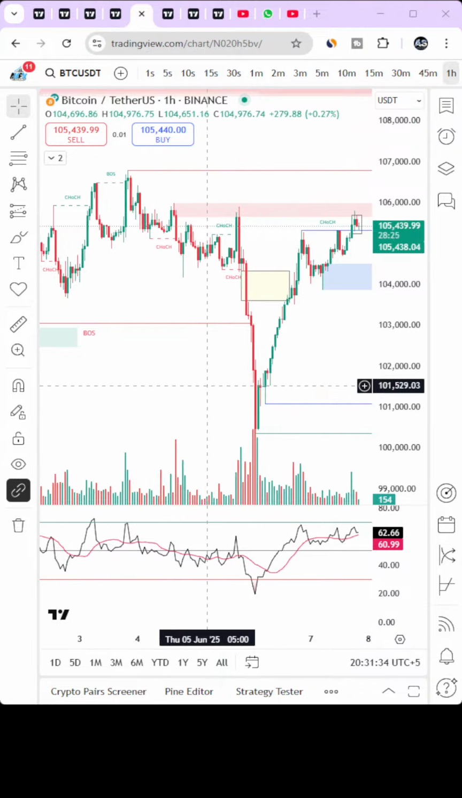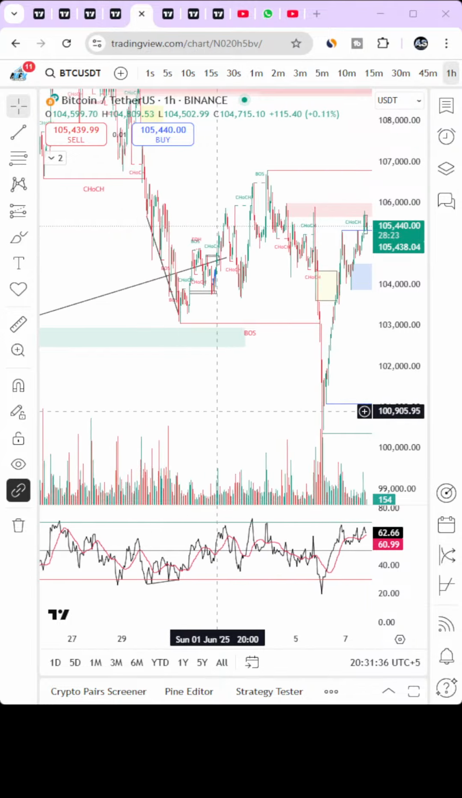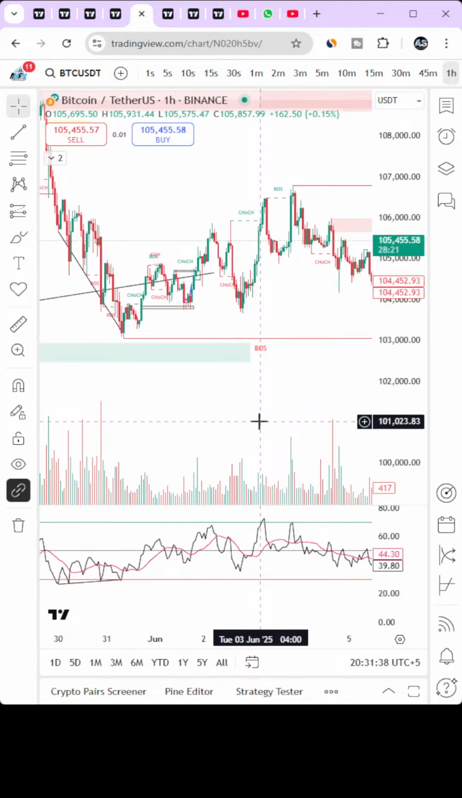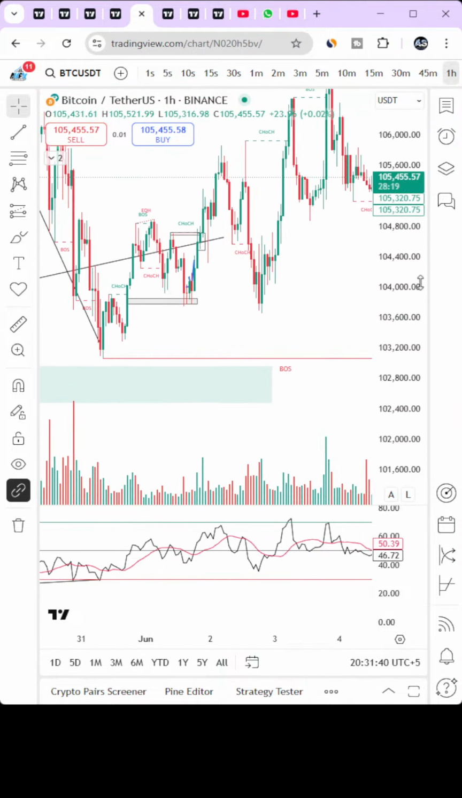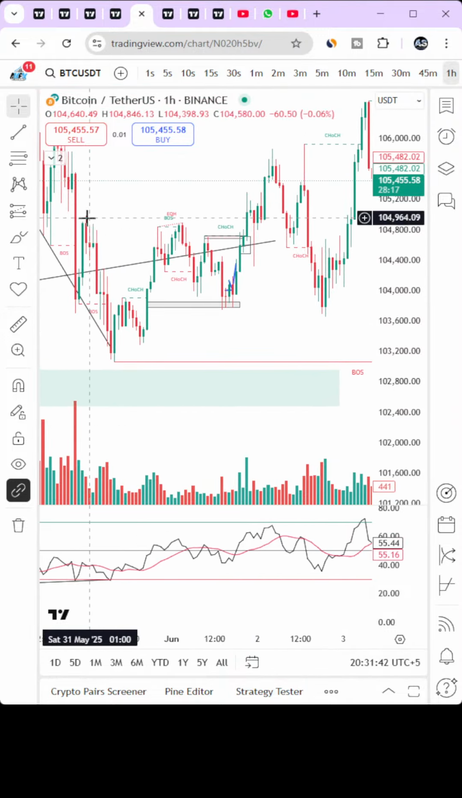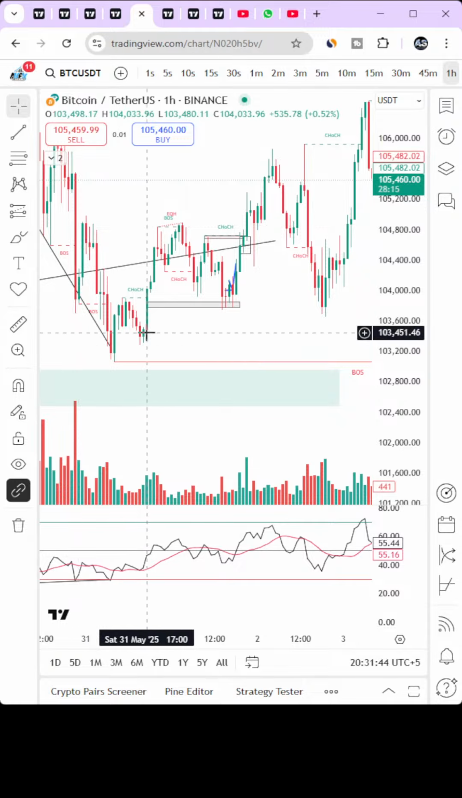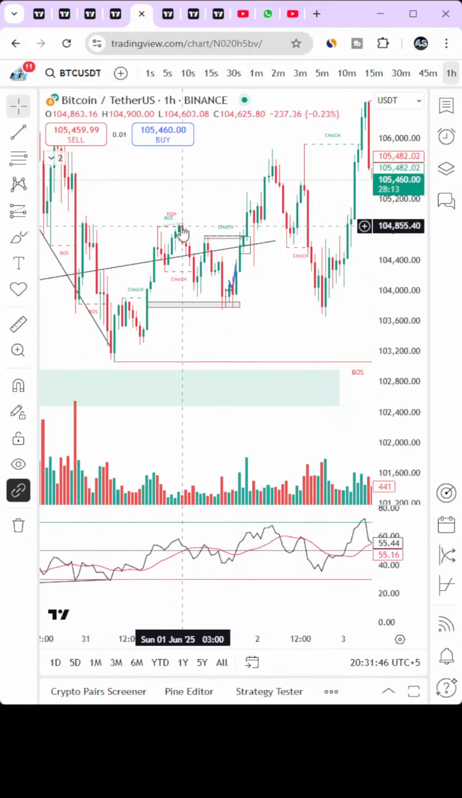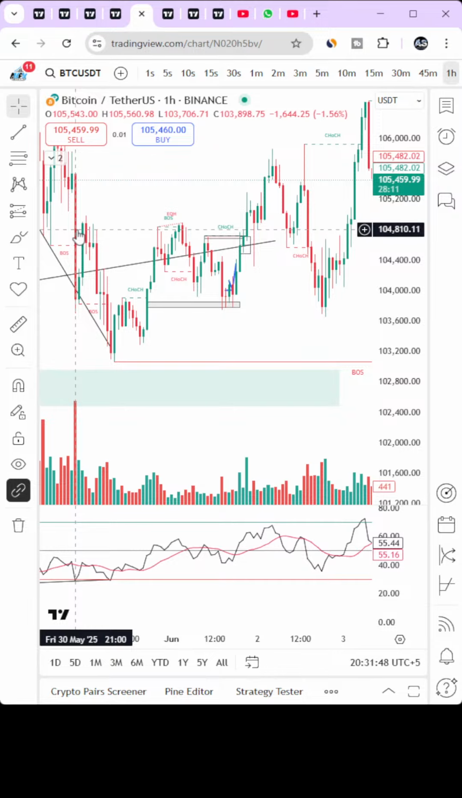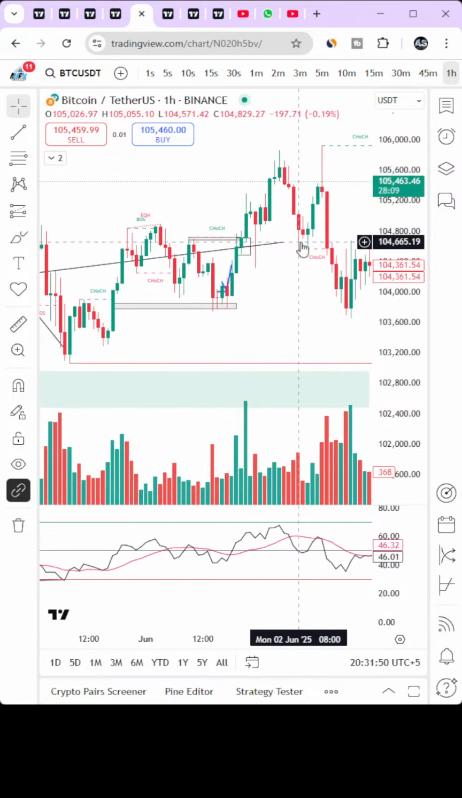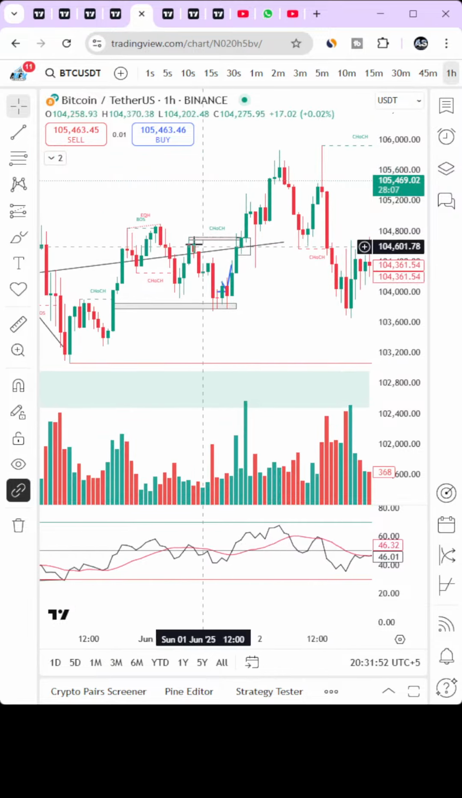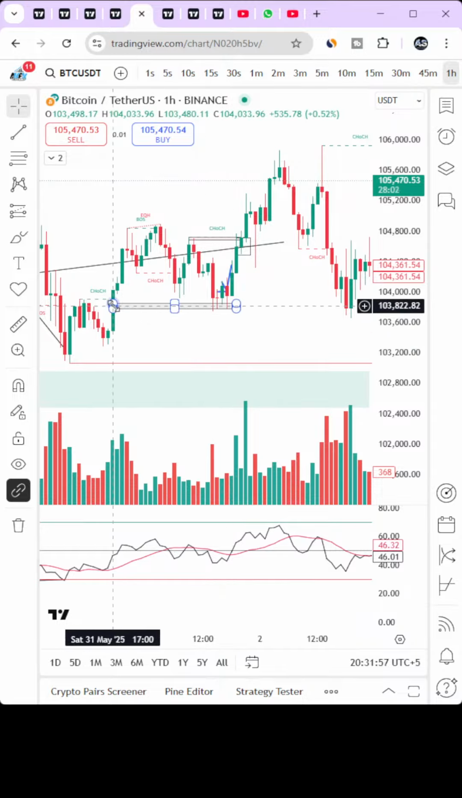To save ourselves from liquidation, we have to take our profits up to the previous structure levels. Sit here in a buy and take the profit at this position, and if you sit in a sell, book your profits at any fair value gap levels. This is the trading.